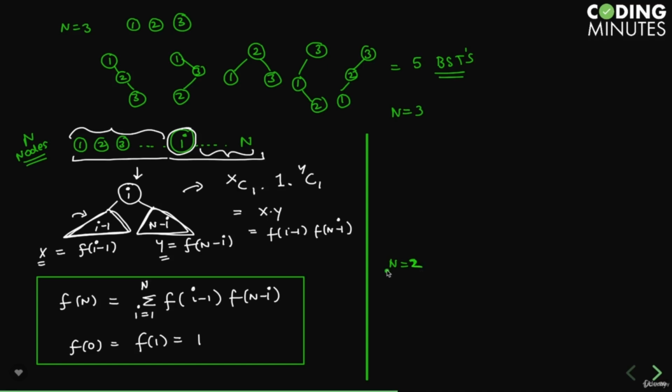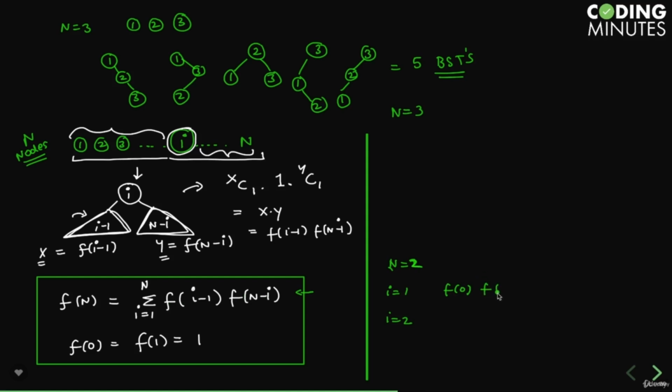So if the value of n is 2, that means we can make either 1 as a root node or we can make 2 as a root node. So both these options are there. So when the value of i is 1, so what is this value? i is 1, so it will be f of 0 into f of n minus i.